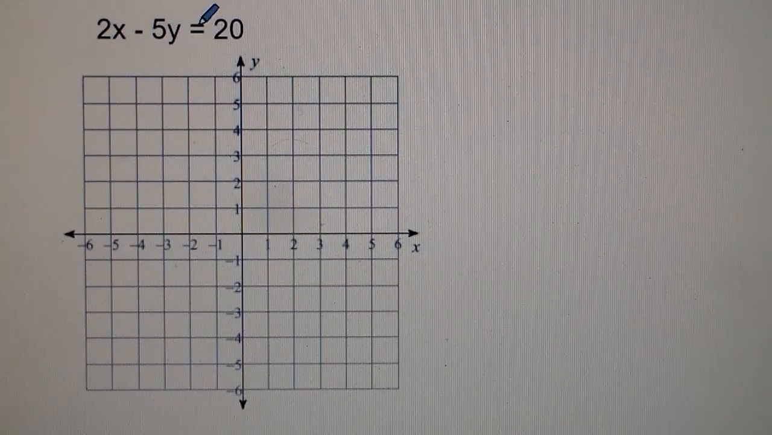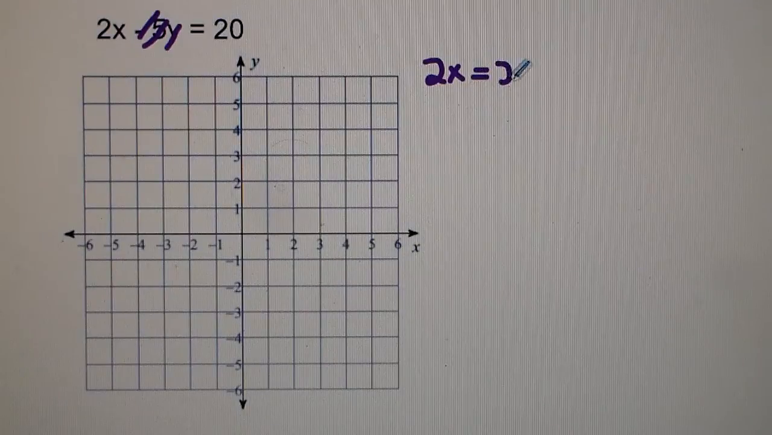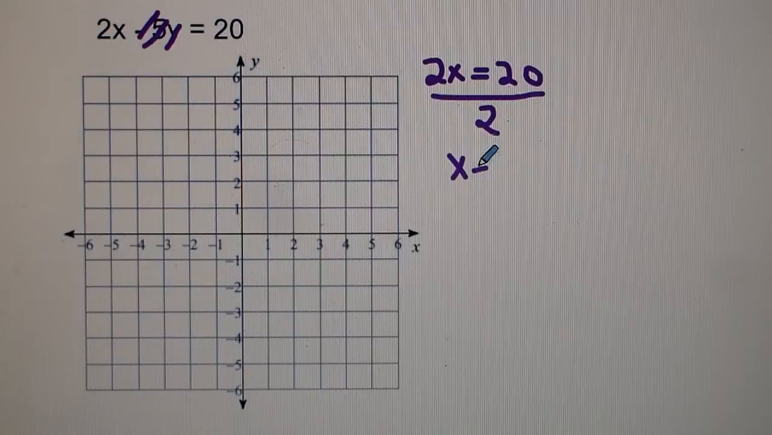We have 2x minus 5y equals 20. So if we want to solve for x, we eliminate the term with the y in it. So we have 2x equals 20. Divide by 2 to both sides, and we get x equals 10. So on the x-axis, we plot a point at 10. This one's a little too small of a grid. Put that right there though.